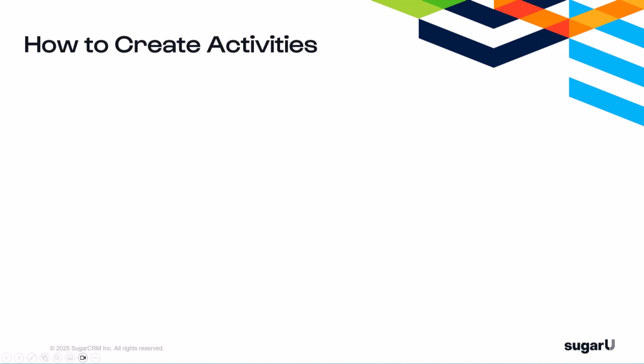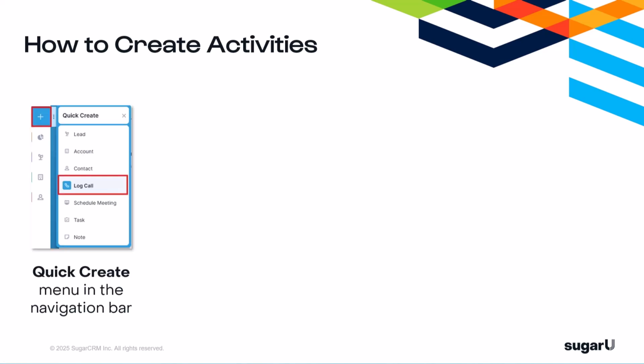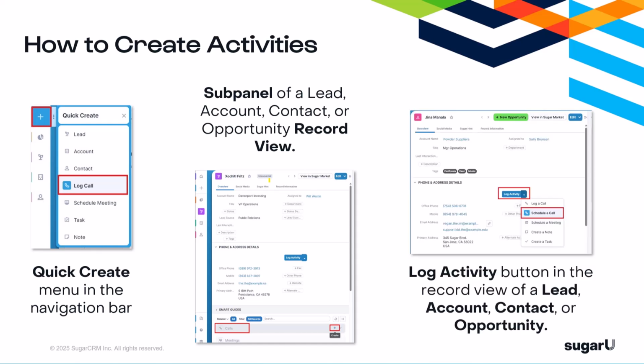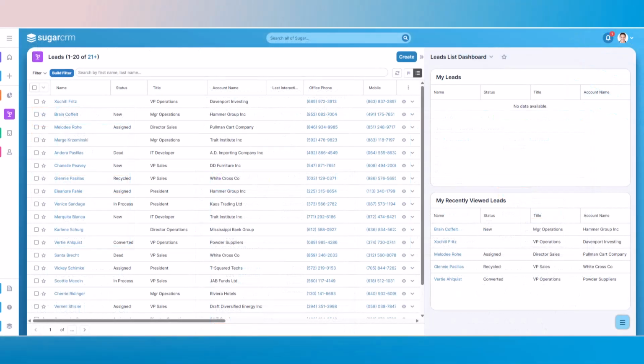These activities can be created from the Quick Create menu in the navigation bar or directly from the subpanel within a lead, account, contact, or opportunity record view. You can also create any of these activities by using the Log Activity button found in the record view of any of these modules. Next, we'll demonstrate how to create a call activity.